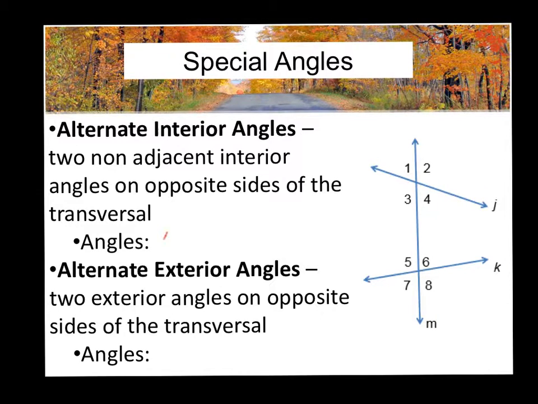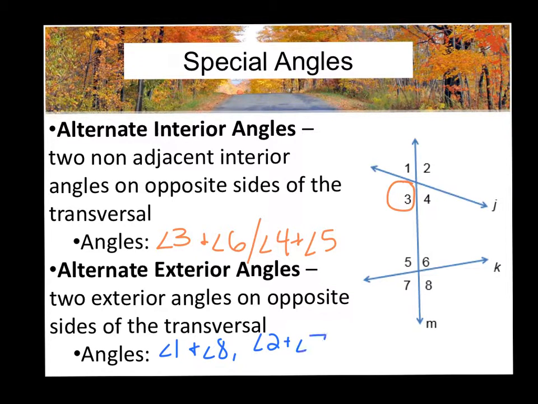So if I started with 3, okay, so 3 is here. What would be not next to it, but on the opposite side of the transversal? Angle 6. So 3 and 6 are alternate interior, which means 4 and what? 5 are alternate interior. And then exterior is now outside those lines. So alternate exterior would be 1 and, good, 8 and 2 and 7.